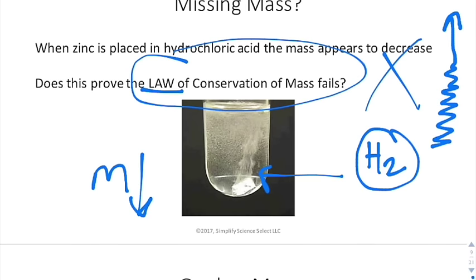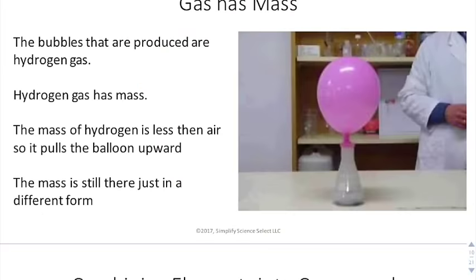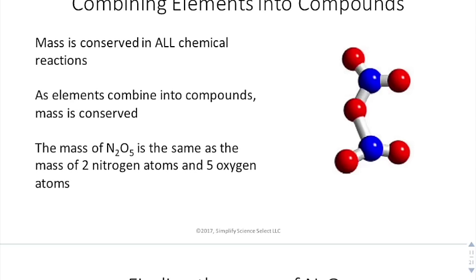The overall mass didn't change. It's the fact that we didn't account for the mass of hydrogen. So hydrogen has mass, and the mass of the hydrogen is less than the air, so it pulls the balloon upward. The mass is still there, just in a different form. So when we combine elements into compounds, we look at the mass, and mass is always conserved in chemical reactions.